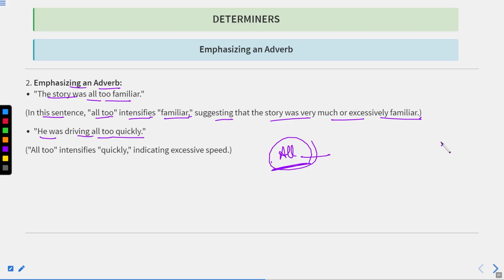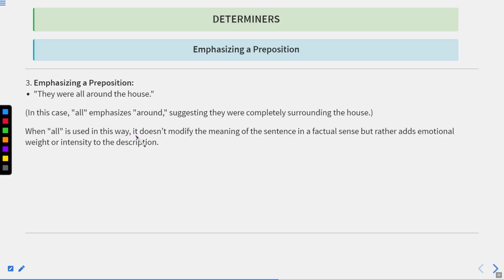Now let us move to the next one. Here, emphasizing a preposition: they were all around the house. It means they were surrounded by the things they are referring to. For example, if I say the police were all around the house, it means the police were surrounding the entire house. There was no space left where one could escape. So in this case, "all" emphasizes "around," suggesting they were completely surrounding the house.